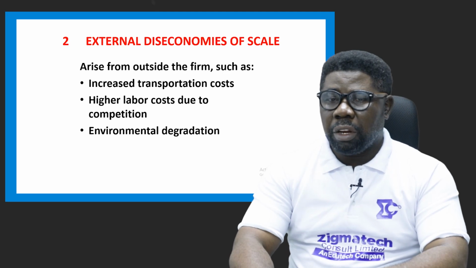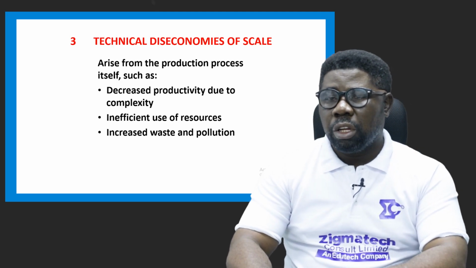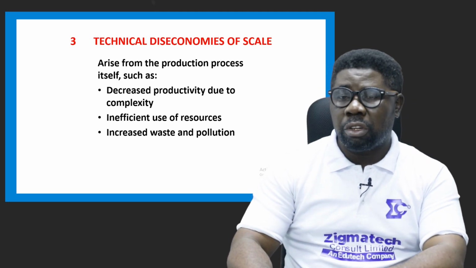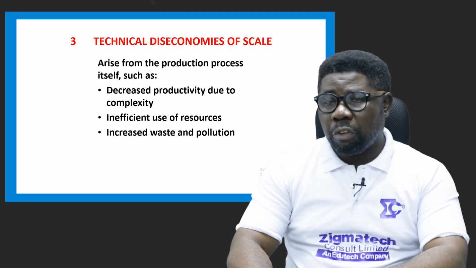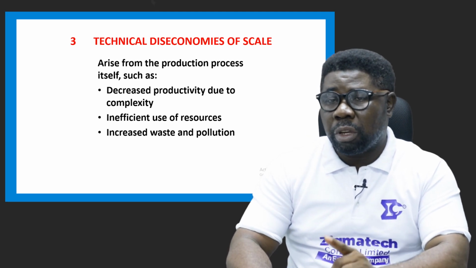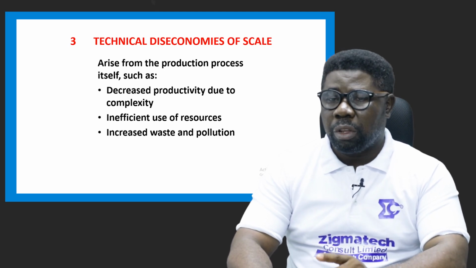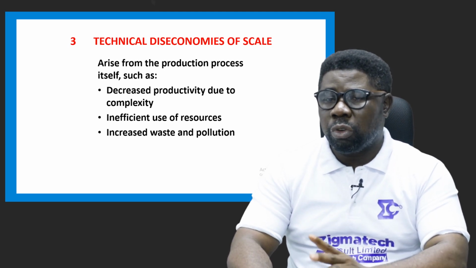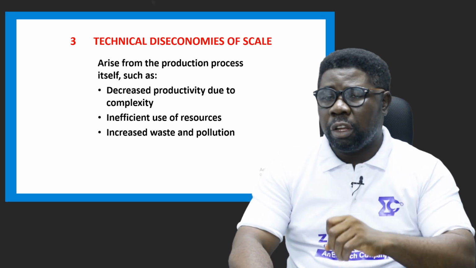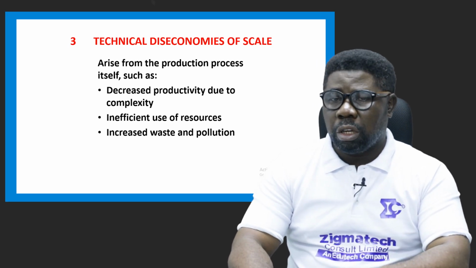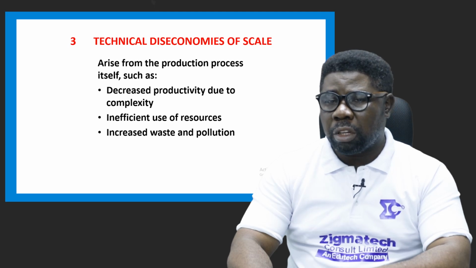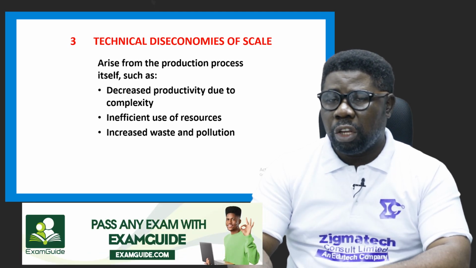Then we have the next: technical economies or diseconomies of scale. These are the third type of diseconomies of scale we're talking about. Now, this arises from the production process itself, such as decreased productivity due to the complexity of the operating technology. When those who are managing this technology are not knowledgeable enough, it will bring what?